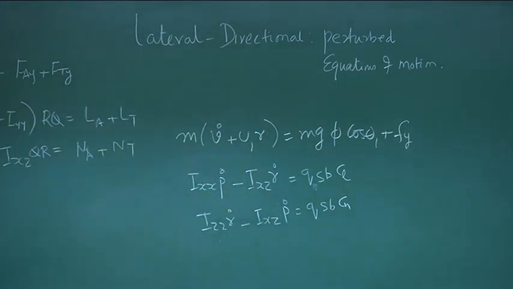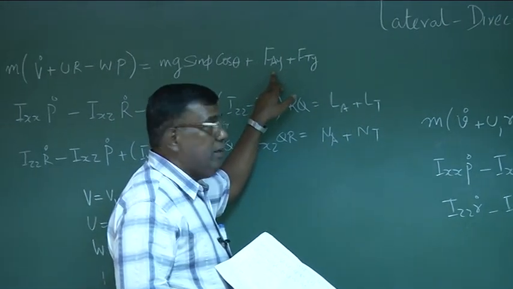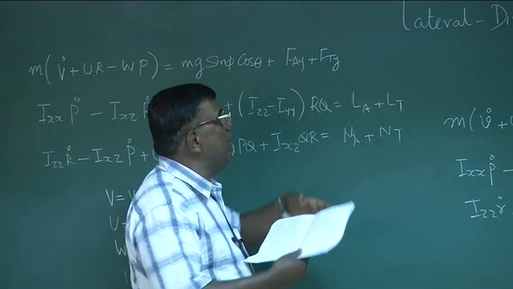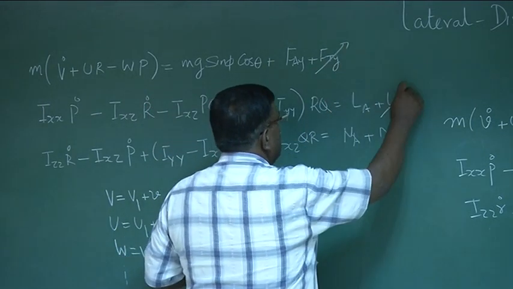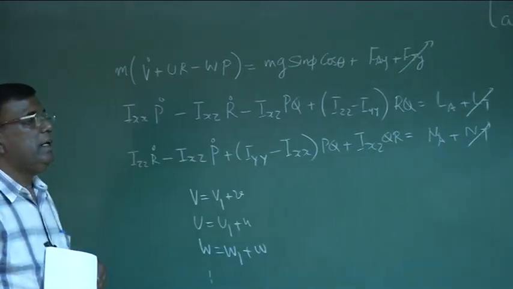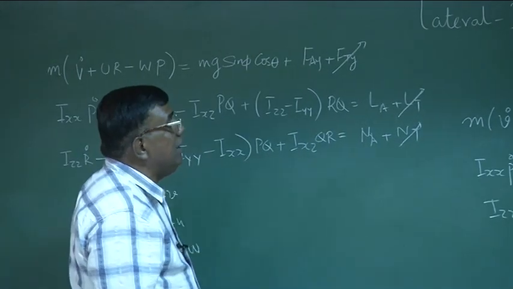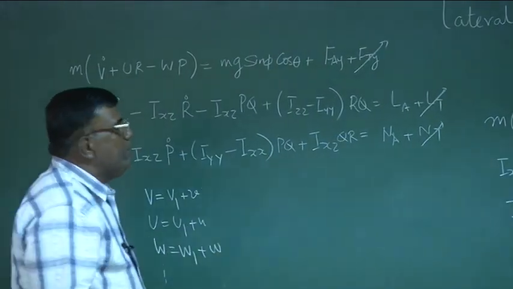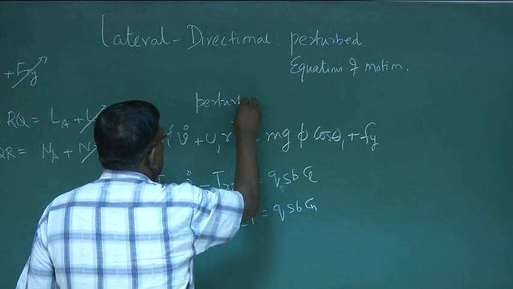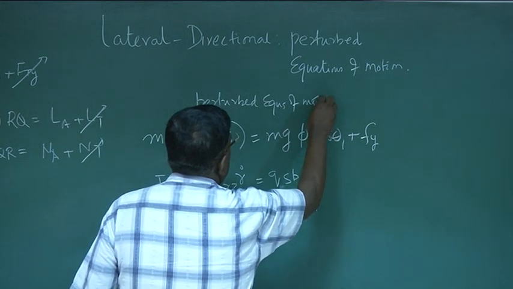Please come back here. If you see the right hand side, when I write Fay, it is the aerodynamic force along the y direction, and Fty is the propulsive force, which for our case we have neglected, because we understand that if I can do this with only Fay, La, and Na, I can extend this by adding additional terms. So we have taken this to be 0 or not considered. Second thing, this is the perturbed equation of motion for the lateral directional case.